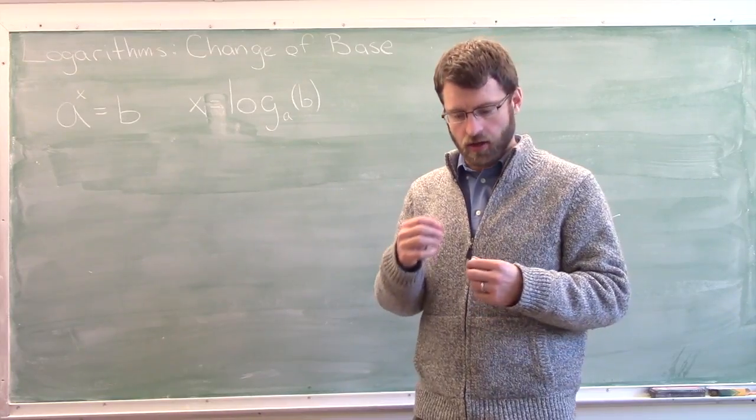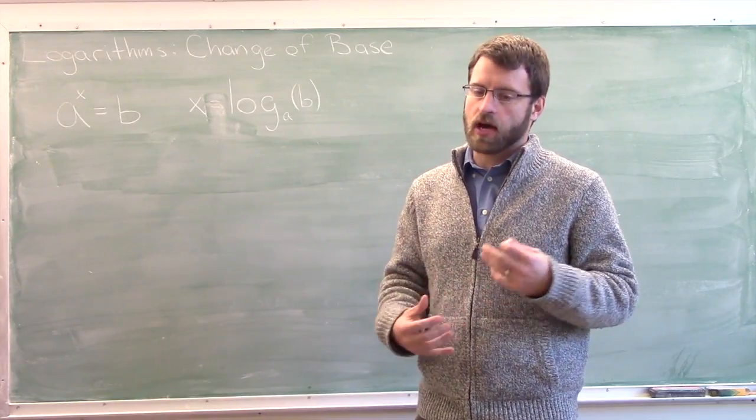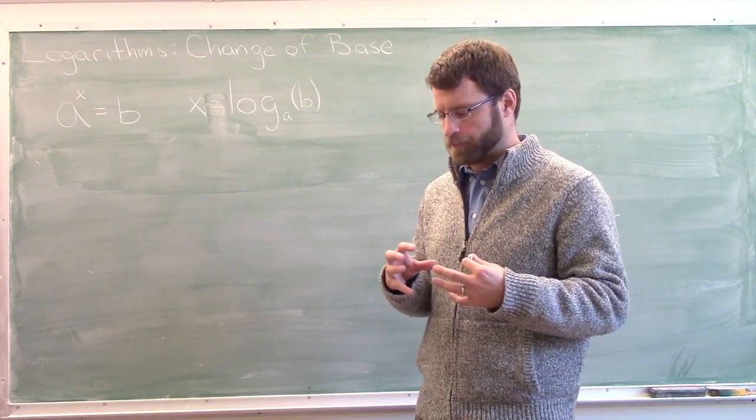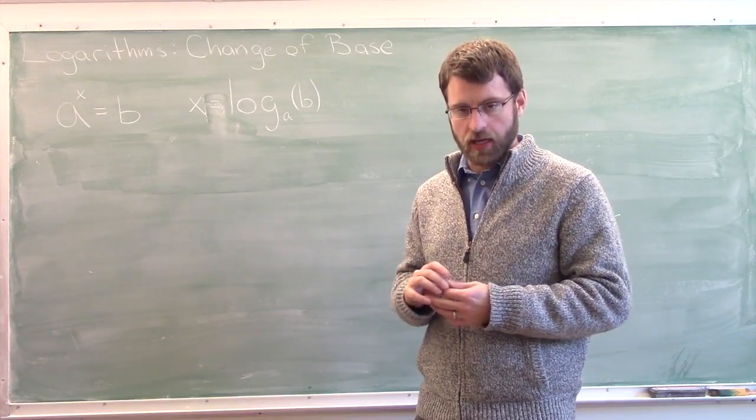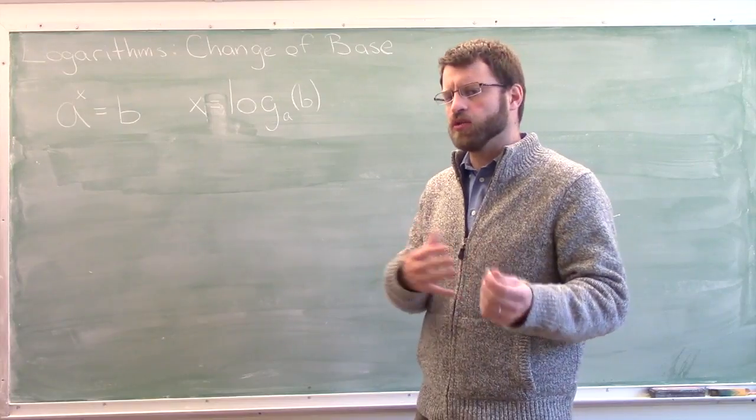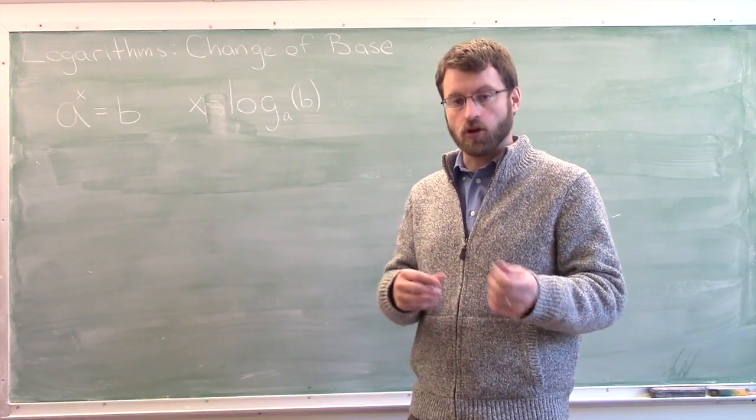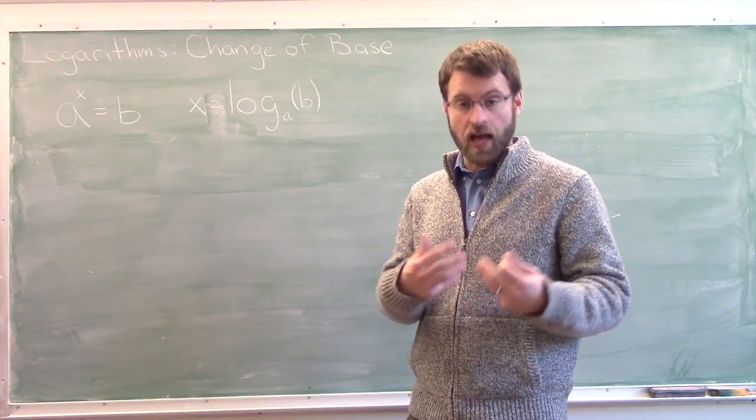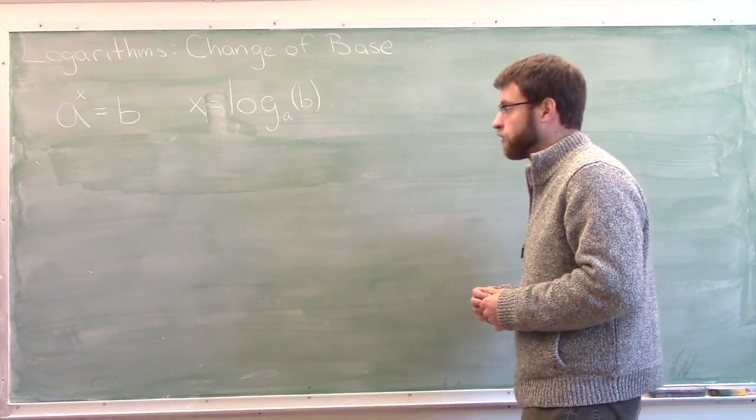E is called the natural number. It's something that arises a lot in calculus and a wide variety of applications. And I don't really want to go into its origin right now, but you might also see a key for log base e, or ln is another notation for the natural logarithm.